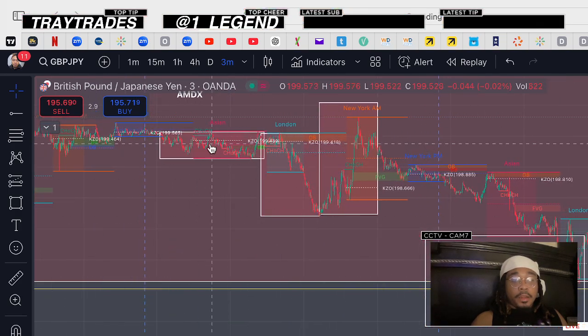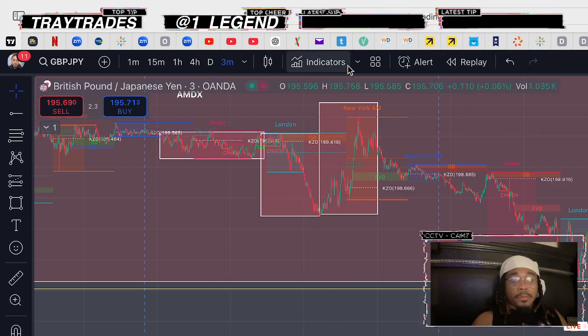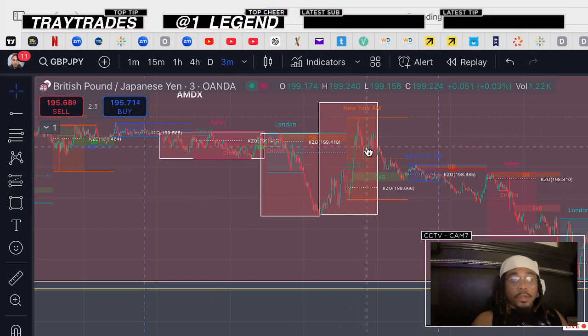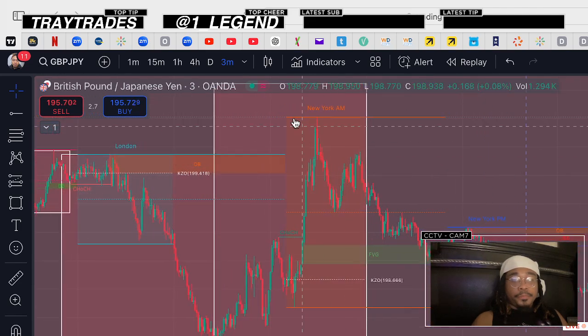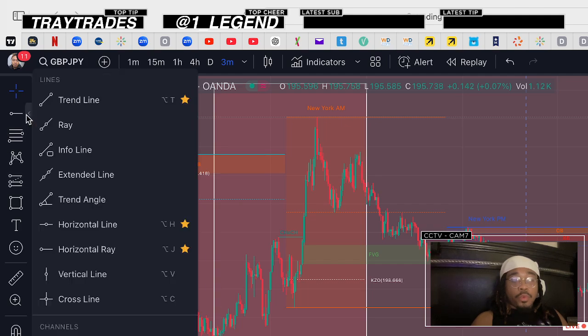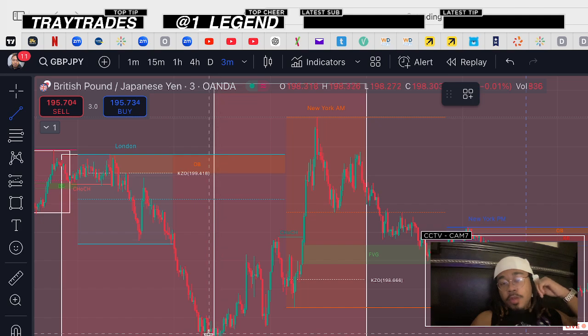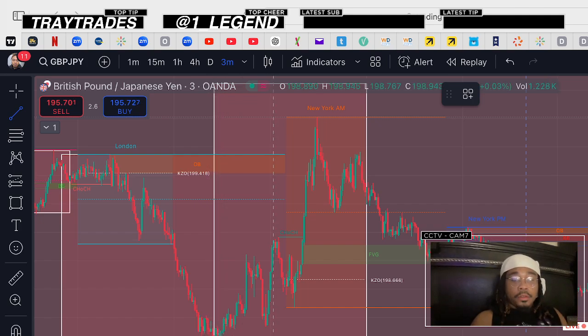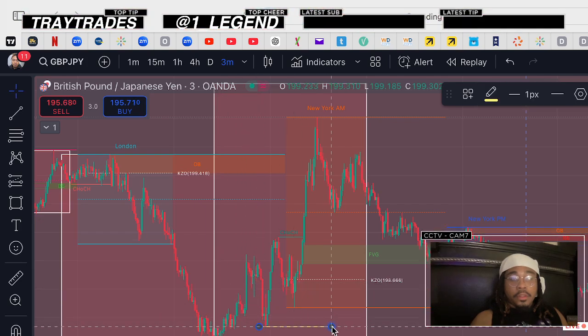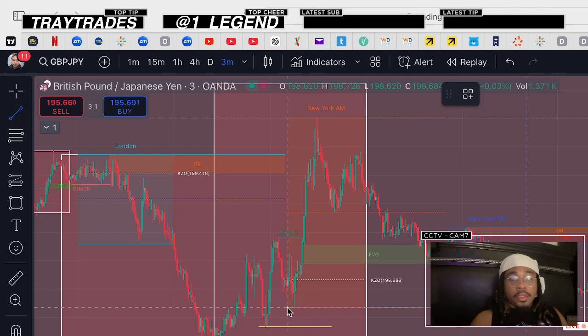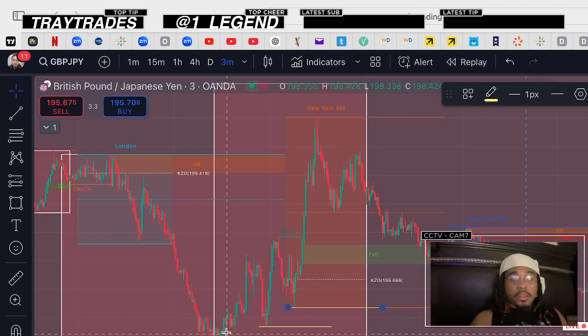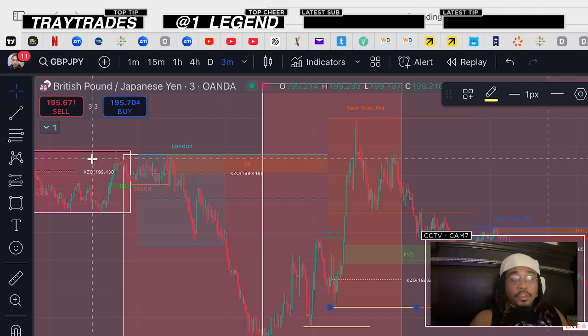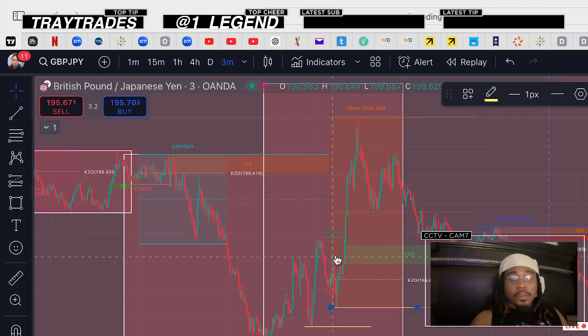So keep in mind: accumulation, manipulation at the bottom, coming up to the top, it sweeps the liquidity on both sides, and then we get a sell program. This is where reading price action comes into play. You got a low here, a low here, and a low right here. After price breaks out the bottom of the accumulation, we see price starts to climb, making higher lows, higher lows, higher lows.